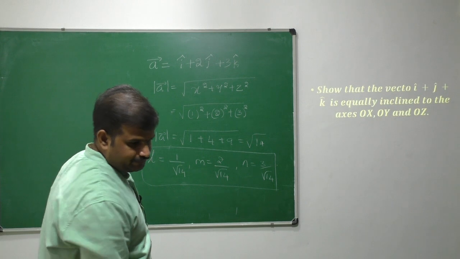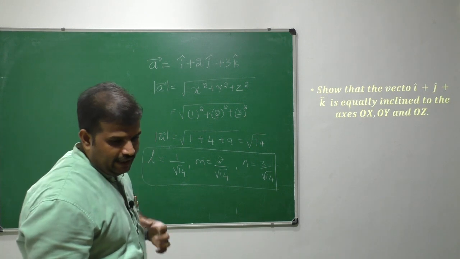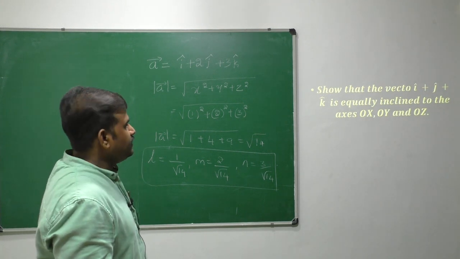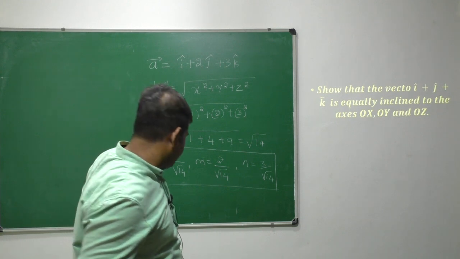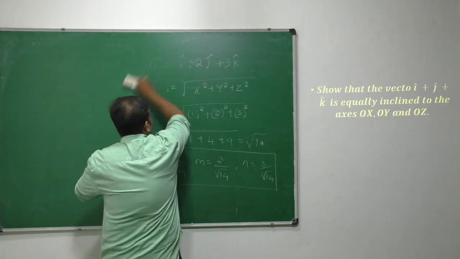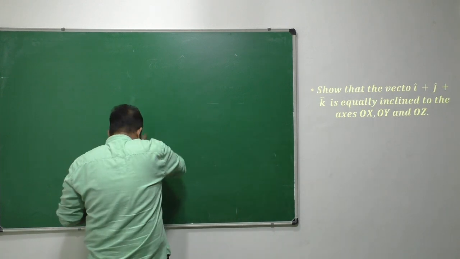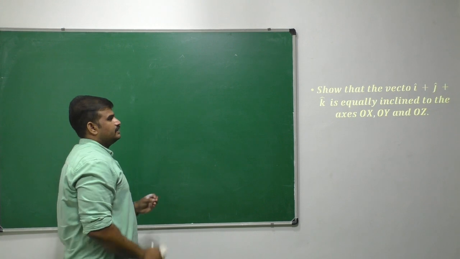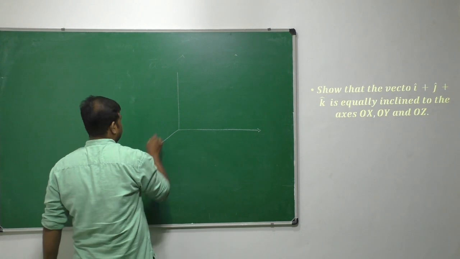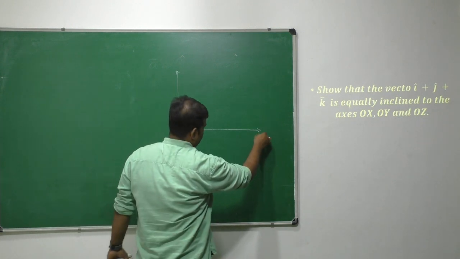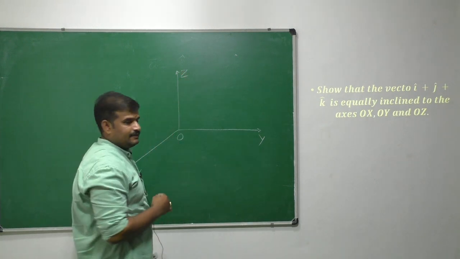So next, show that the vector I cap plus j cap plus k cap is equally inclined to the axes OX, OY and OZ. So what are they saying? First, let us understand this problem graphically, how it looks. First try to understand what this actually is. Let me take 3 dimensional space. This is the y axis, x axis, origin, z axis.